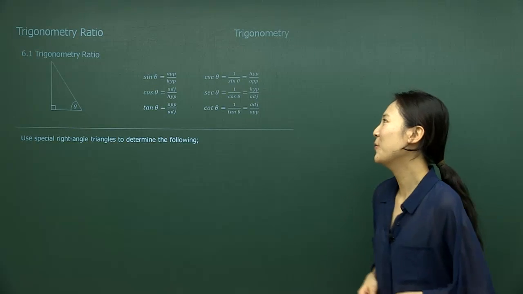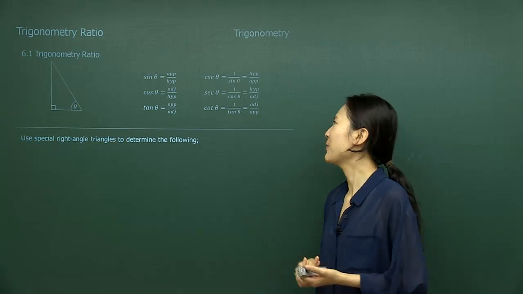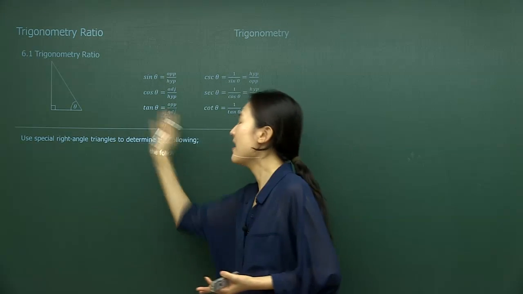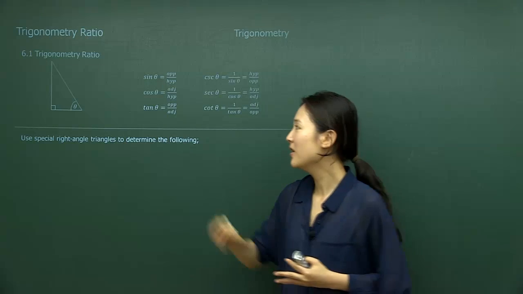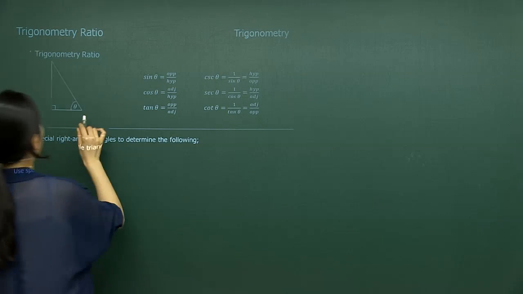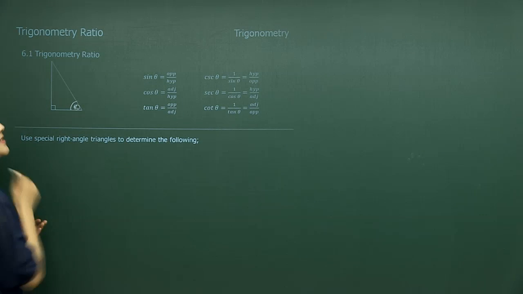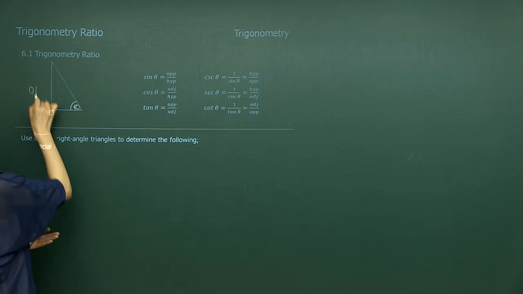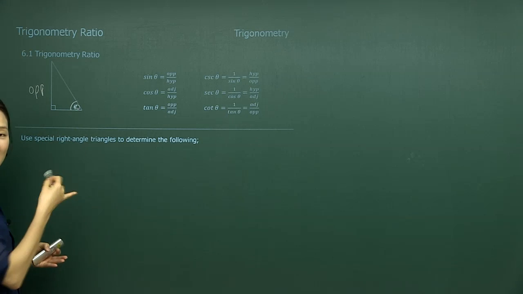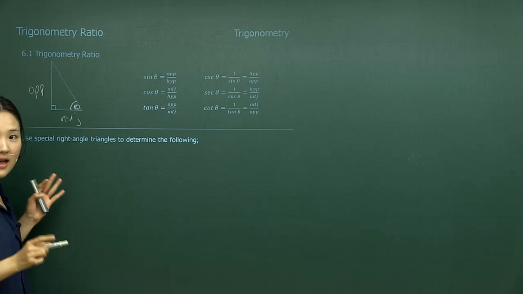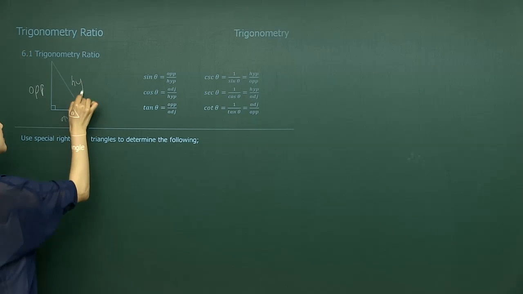Hi, let's talk about trigonometry ratio today. This is only used when you have a right-angle triangle. Let's choose this as your angle. Then the opposite of the angle is the opposite. This is the adjacent, and this, the longest side, is the hypotenuse.